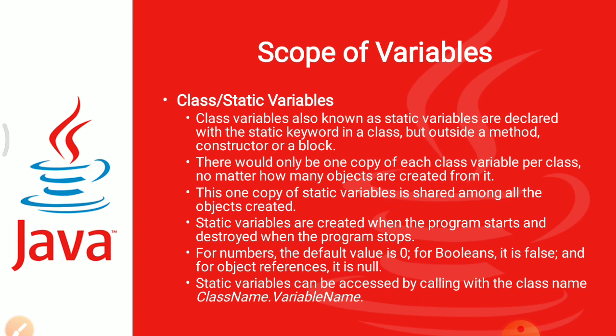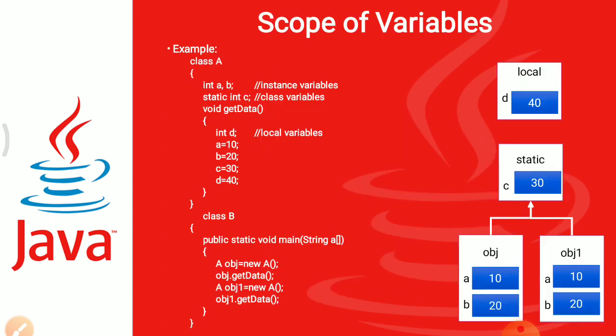A static variable can be accessed by calling it with the class name dot variable name, as we have done with the length and width when we created the object: rectangle1.length is equal to 10, rectangle.width is equal to 20. Likewise, we have assigned the values with the help of the class name dot variable name. So this is the last PPT of unit 1, that is, the scope of variable.